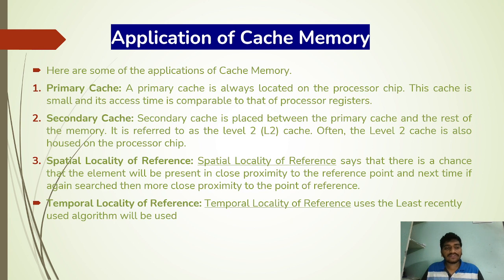Spatial locality of reference says that there is a chance that an element will be present in close proximity to the reference point, and next time, if such an access happens again, it will be in even closer proximity to the point of reference. The next one is temporal locality of reference, which uses the least recently used algorithm.